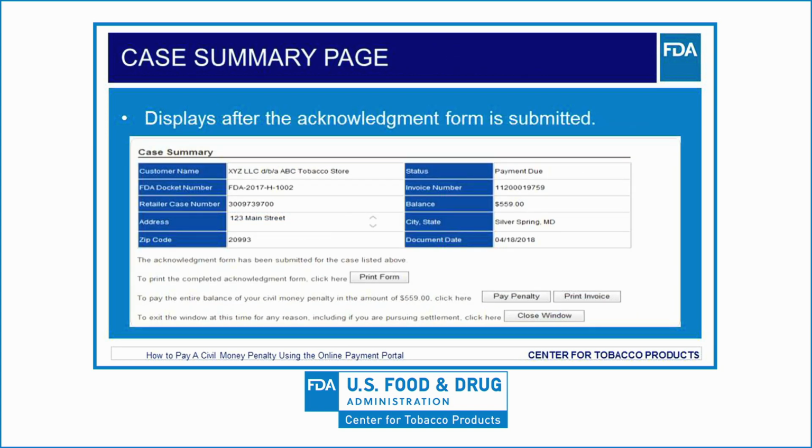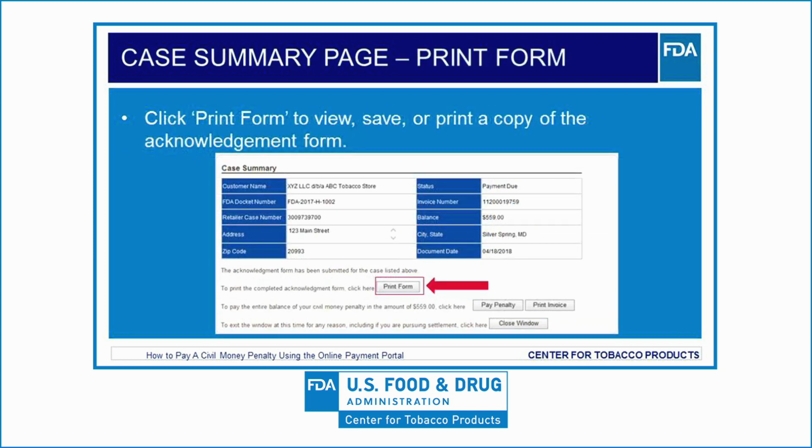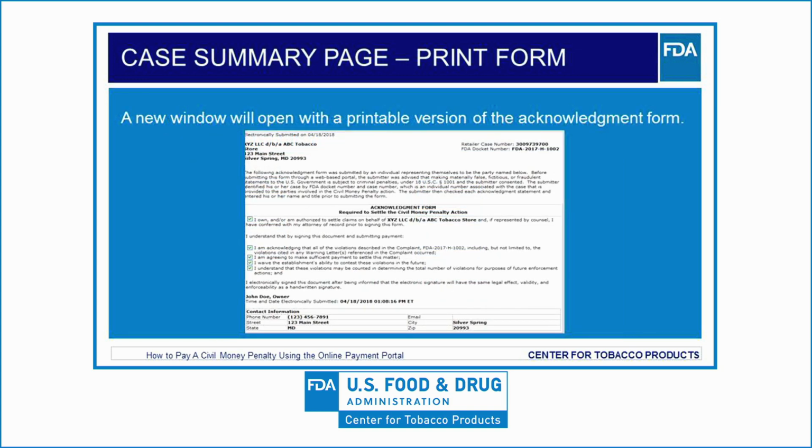After the acknowledgement form is submitted, the case summary page displays. Click the Print Form button to view, save, or print a copy of the signed acknowledgement form. After clicking the Print Form button, a new window opens with a printable version of the acknowledgement form. You may want to print the form for your records.